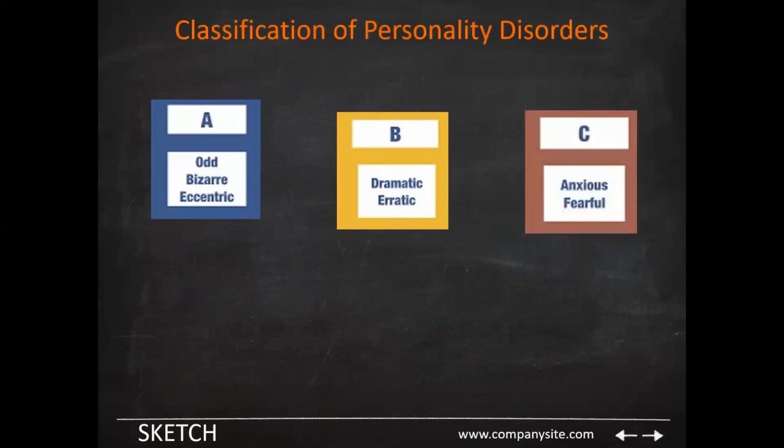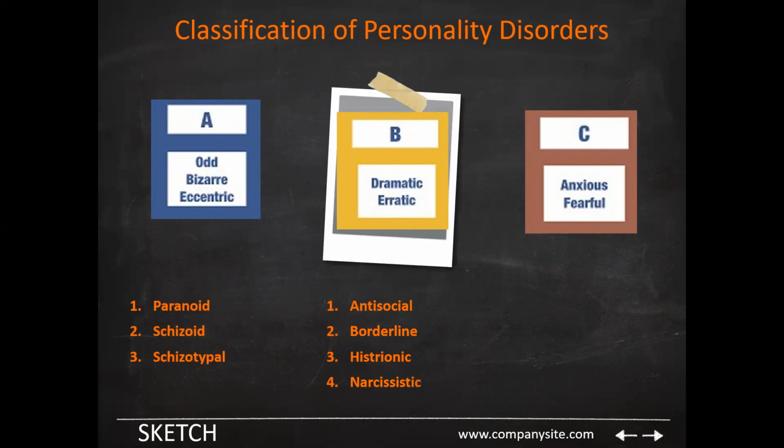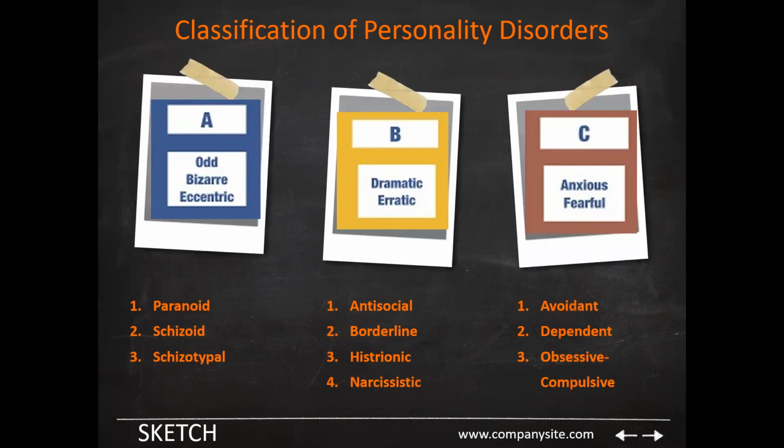Personality disorders are divided into three clusters. Cluster A consists of paranoid, schizoid, and schizotypal personality disorders. The behavior is described as odd, bizarre, and eccentric. Cluster B includes antisocial, borderline, histrionic, and narcissistic personality disorders. The behavior is described as dramatic and erratic. Cluster C presents avoidant, dependent, and obsessive compulsive personality disorders, and behaviors are described as anxious and fearful.